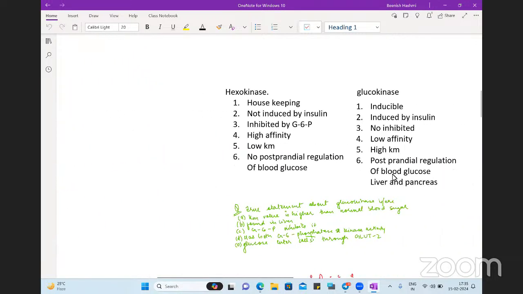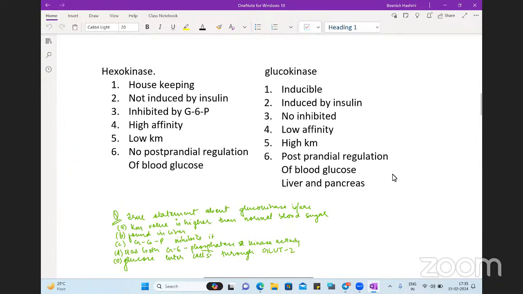Now I'll quickly take the differences between hexokinase and glucokinase. Hexokinase and glucokinase are basically different isoforms of the same enzyme. They are isoenzymes. Glucokinase is hexokinase 4 or D. Hexokinase is a housekeeping enzyme. Now, what are housekeeping enzymes? They are basically those enzymes which are functional all the time, whether in fed state or fasting state. They're just active all the time. Hexokinase is not induced by insulin, whereas glucokinase is inducible. It is induced by insulin.